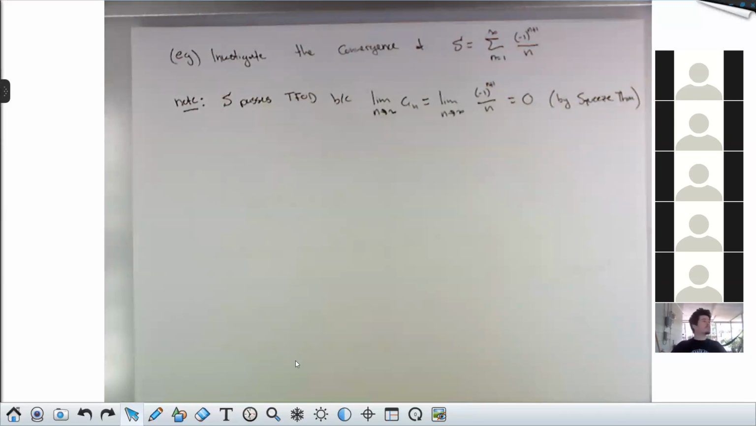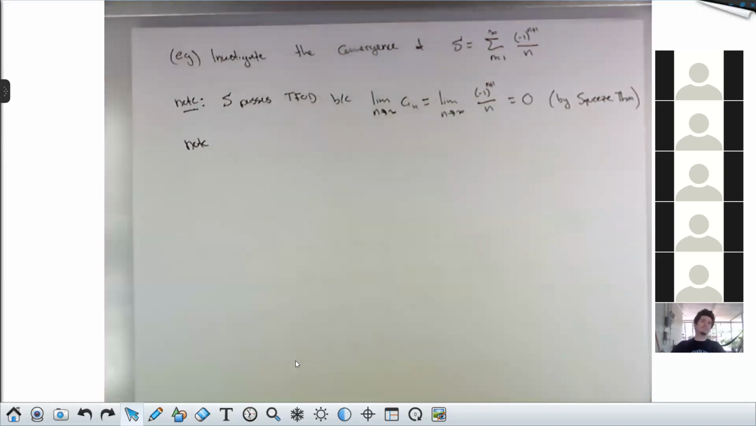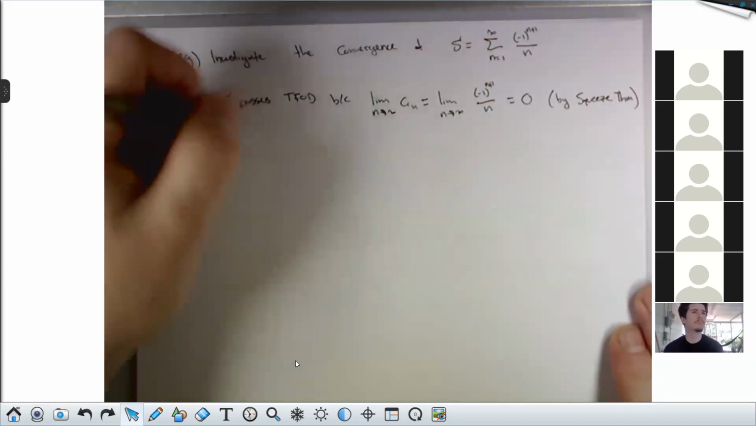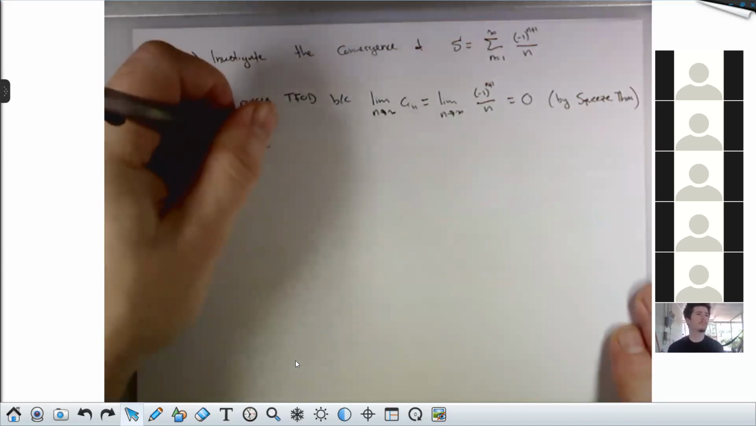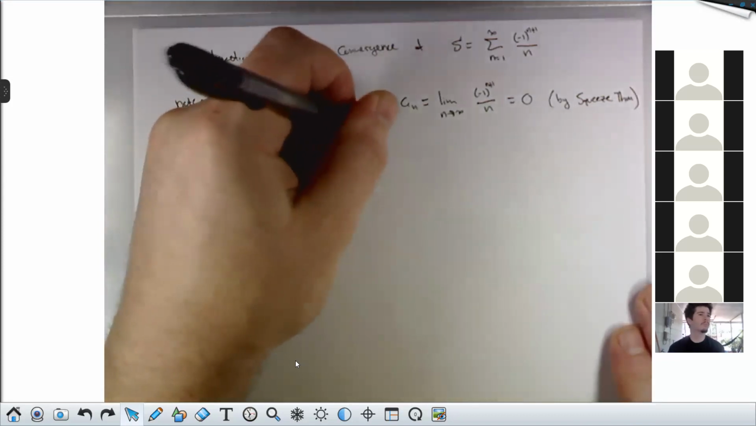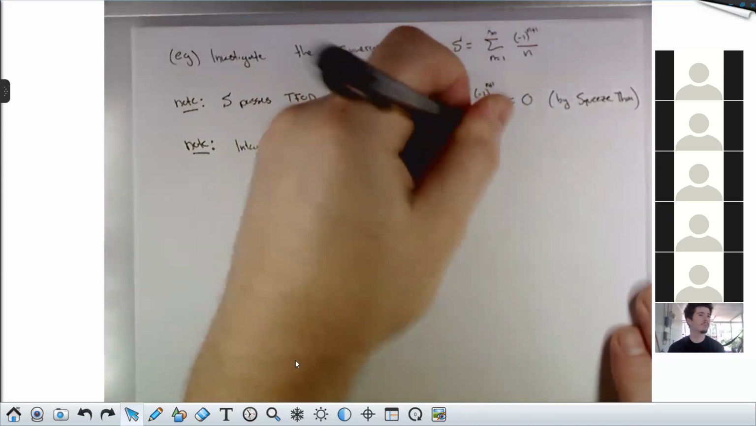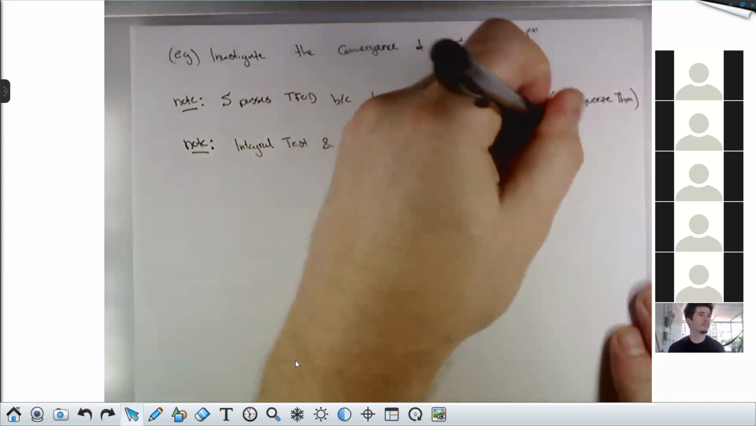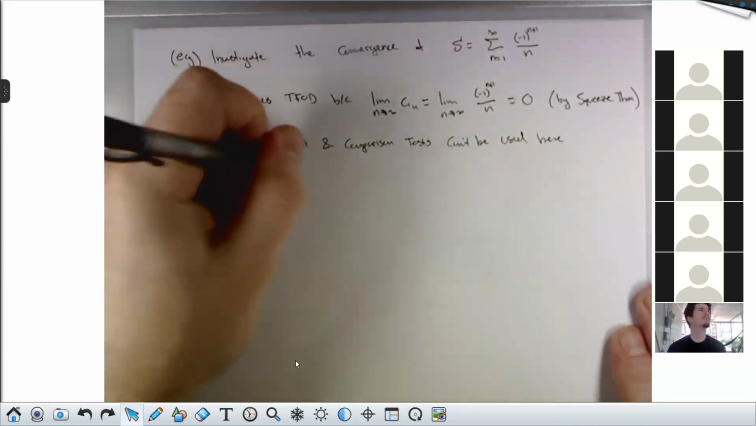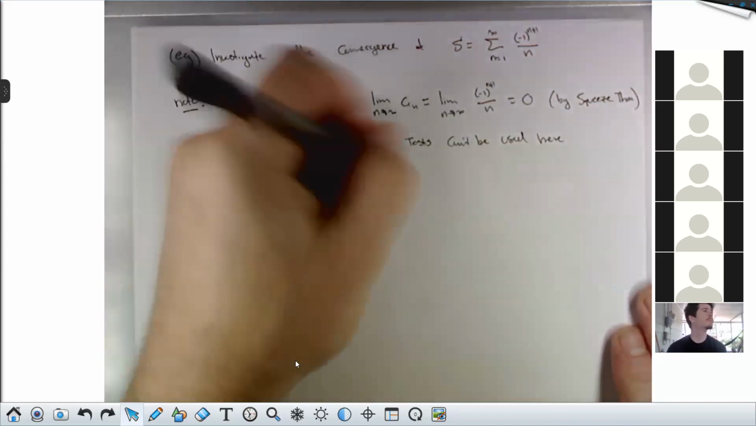The other thing I want to comment here is that the integral test and comparison tests can't be used here, because an is -1 to the n plus 1 over n, which is not positive.